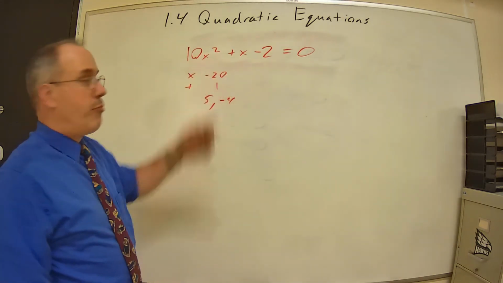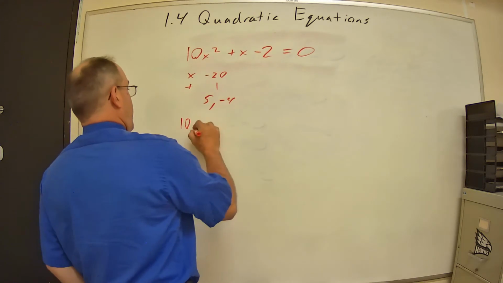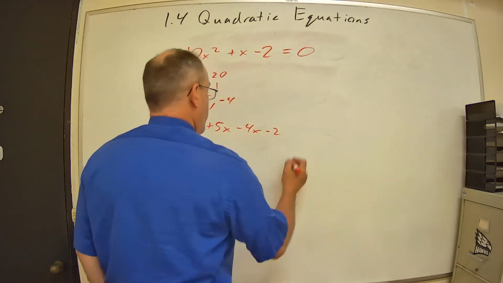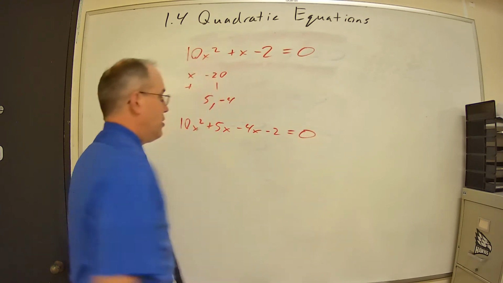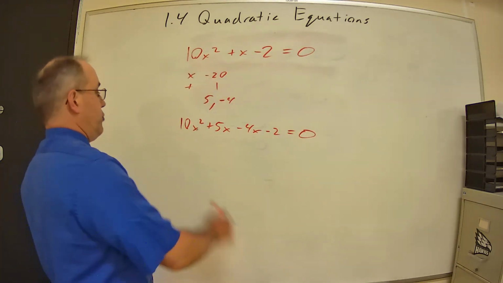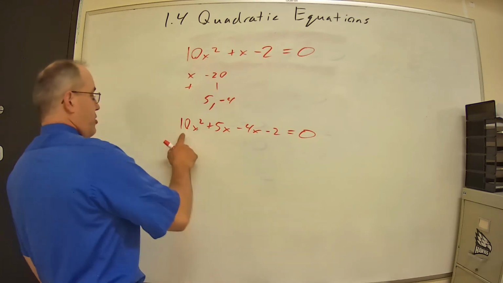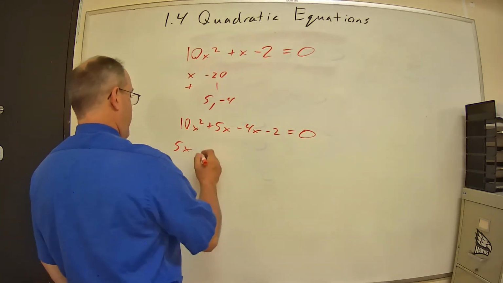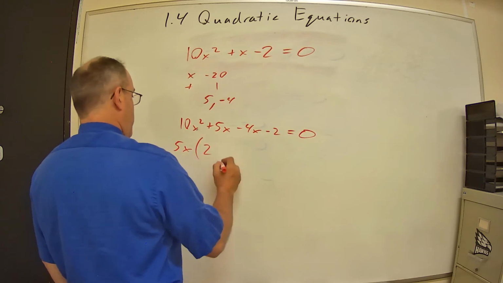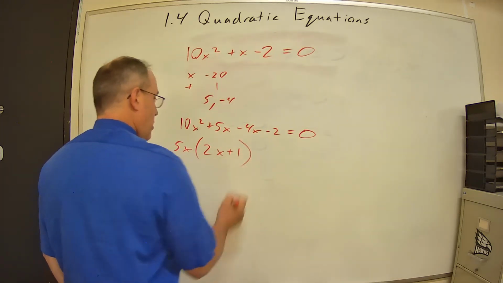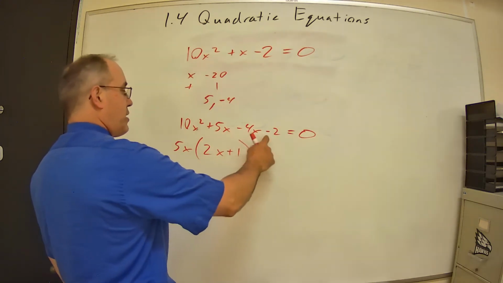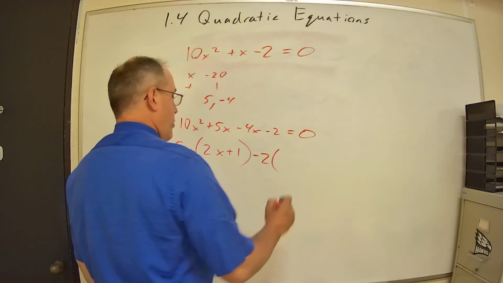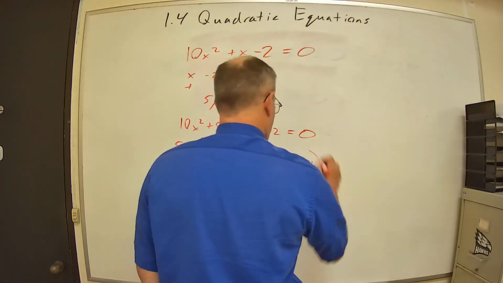So now I can break this up. I've got 10x squared plus 5x minus 4x minus 2. Remember, it's still equal to 0. We're just factoring with that. So now 10x squared plus 5x, I can factor out 5x. And that leaves me with 2x plus 1. And then I've got negative 4x minus 2, so I can pull out negative 2, leaving me with 2x plus 1.